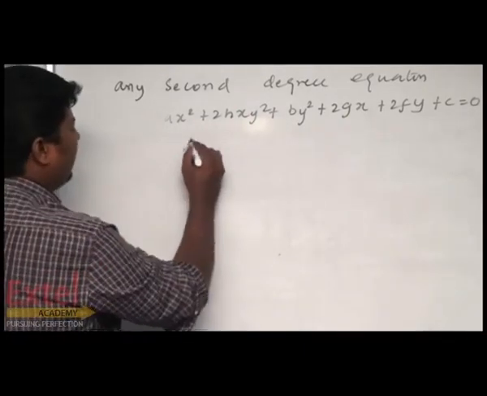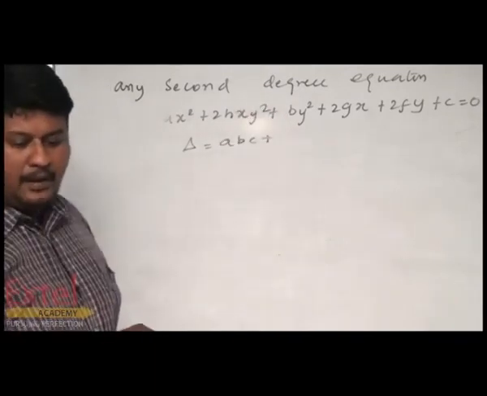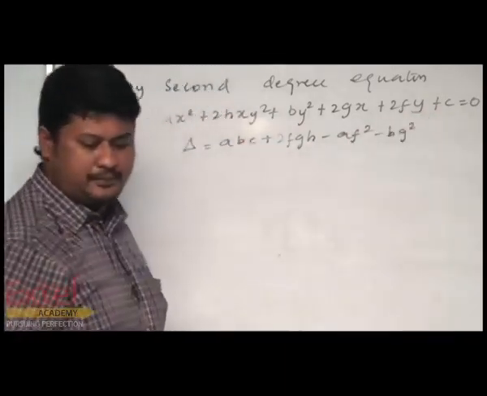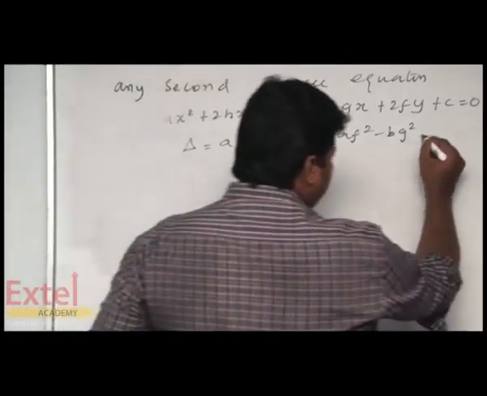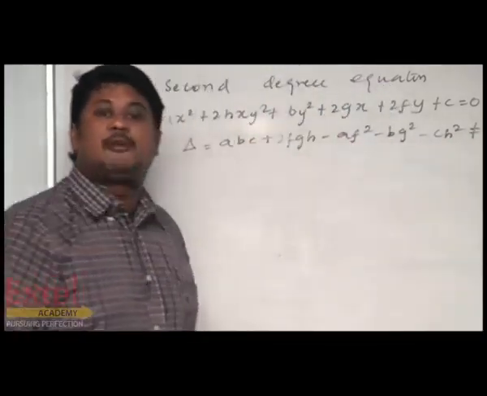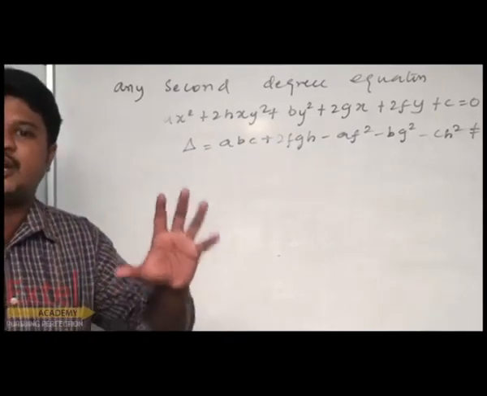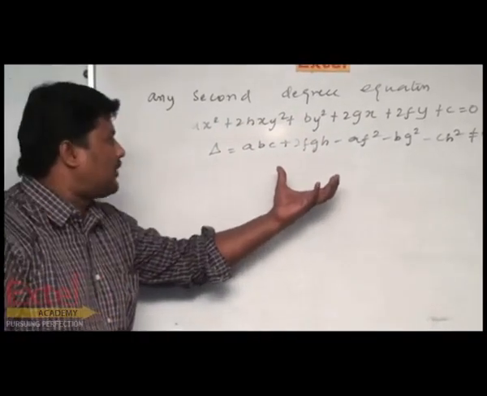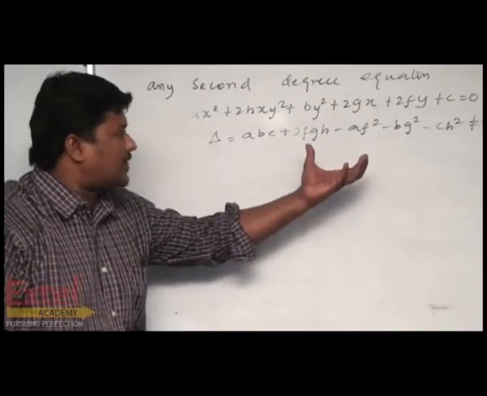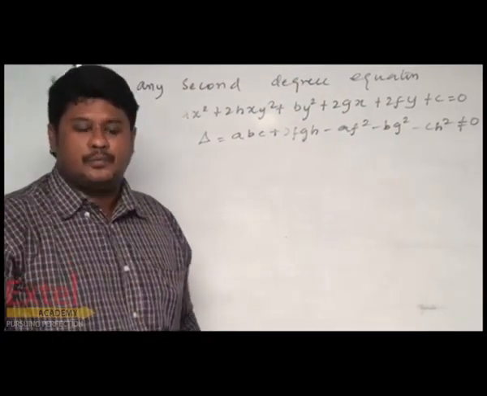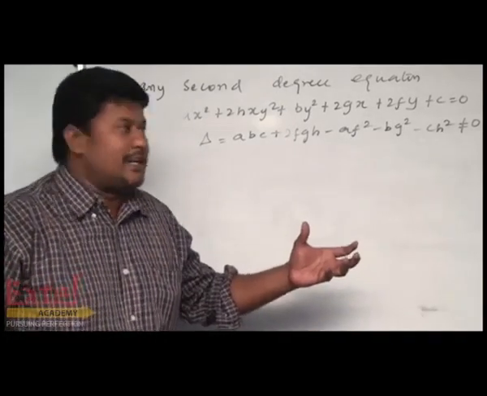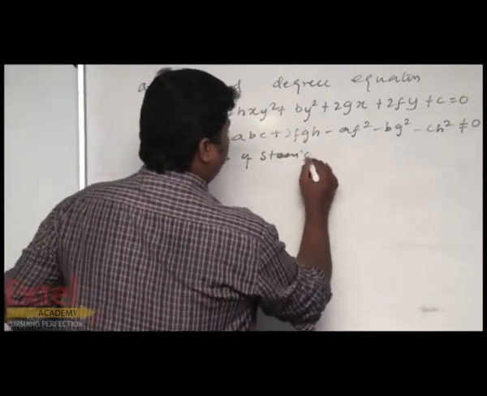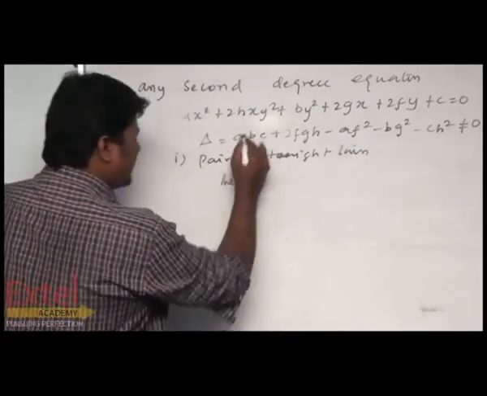What is the condition? Suppose we take del is equal to abc plus 2fgh minus af square minus bg square minus ch square, that is not equal to 0. If and only if it satisfies this condition, the second degree equation is said to be a conic. Suppose the above equation is a pair of straight lines, then your condition is del equal to 0.